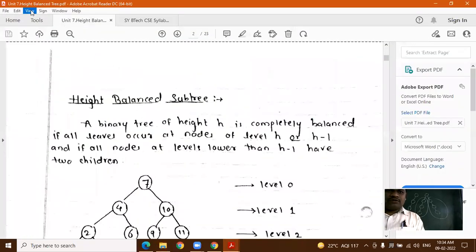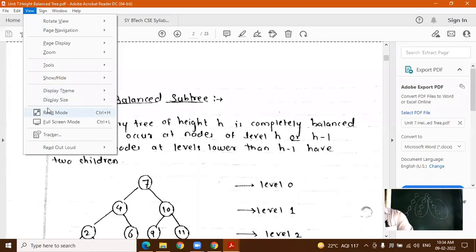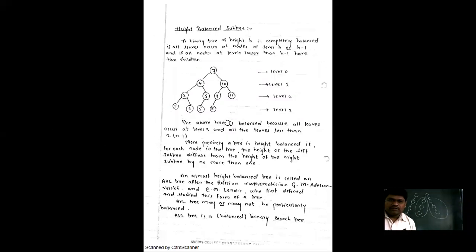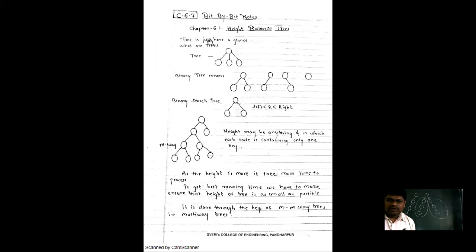Is it visible to all? Yes, sir. Okay, good. Actually, these notes are from the previous semester, when this was the 6th unit. But as per our new syllabus, now it is the 7th unit, right? So try to understand this much modification. Now, height balance tree.